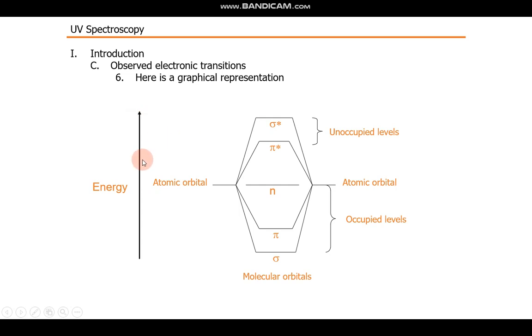Here is a graphical representation. We have three types of orbitals here. Bonding molecular orbital sigma would have a lower energy than that of the pi, but corresponding anti-bonding sigma star would have an energy greater than that of pi star. Non-bonding molecular orbital would have energy just equal to that of the atomic orbitals, and here those electrons reside which do not take part in bonding.